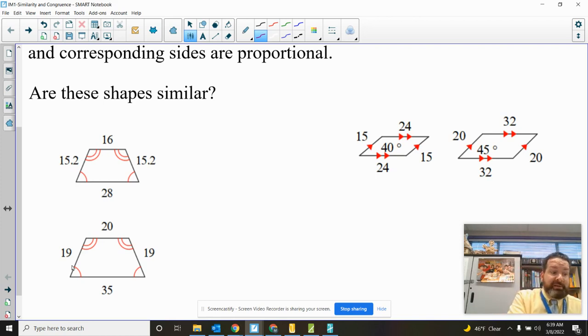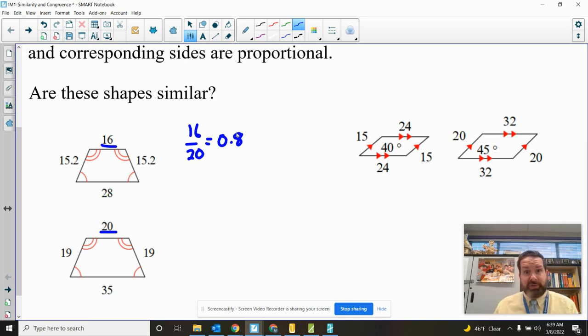Now let's check proportionality of the sides. When we say sides are proportional, what I mean is, if I take corresponding sides, like the top here compared to the top here, and make a fraction out of them, so 16 divided by 20, I'm just going to use my handheld calculator here. 16 divided by 20 is 0.8. If the side lengths are proportional, then when I do a similar fraction with other sets of corresponding sides, I should get this exact same 0.8 number.